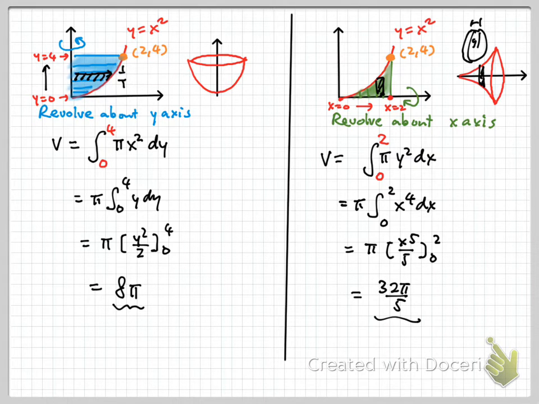The answer is totally different from that on the left hand side, because naturally they are different volumes. So this is one example. The same curve, the same point, but if you revolve about y or revolve about x, you have different answers and different shapes. Okay, so that is the first example in this part.